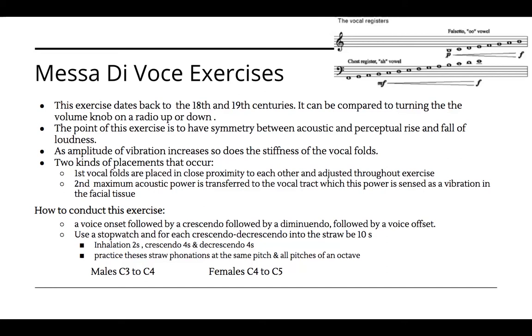How to conduct this exercise: a voice onset followed by a crescendo, followed by a diminuendo, followed by a voice offset. Use the stopwatch, and each crescendo through decrescendo into the straw should be up to 10 seconds. Inhalation 2 seconds, crescendo 4 seconds, and decrescendo 4 seconds. Practice these straw phonations at the same pitch and at all pitches of an octave.